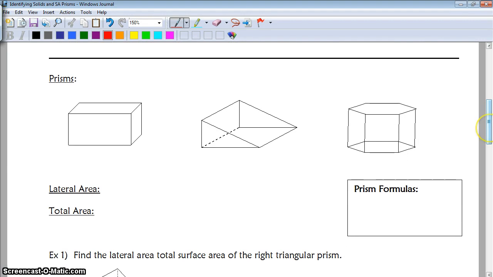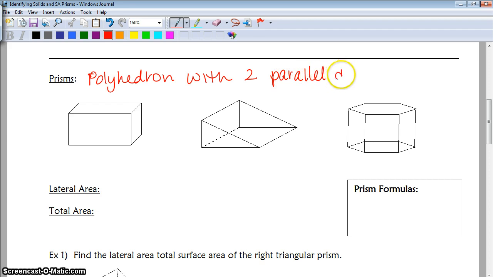So the definition of a prism, and this is very important, is that this is an enclosed solid, or actually let's just go ahead and call it a polyhedron. It's just faster. A polyhedron with two parallel and congruent bases. Those two words are imperative, parallel and congruent.